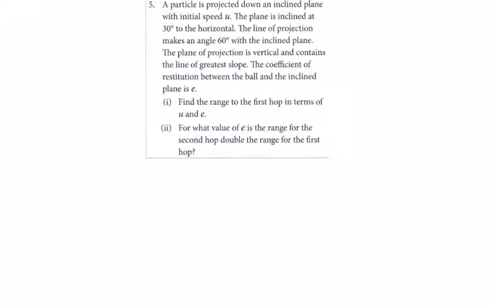Question 5, we have a particle projected down an inclined plane. So we're going to have a slightly different diagram, and the speed is u, and the plane is inclined at 30 to the horizontal, and the line of projection makes an angle of 60 with the inclined plane.